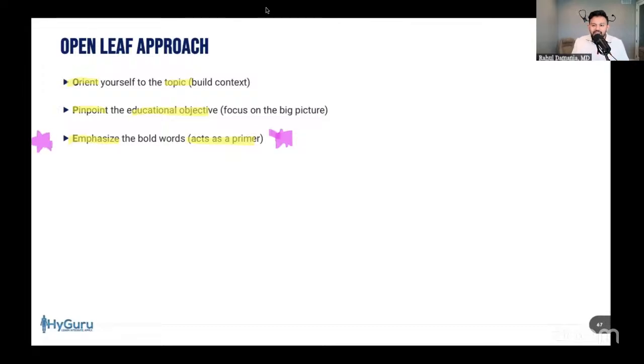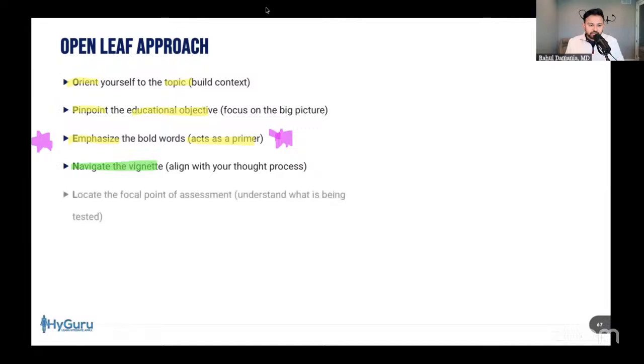Then you want to navigate the vignette. Very importantly, you want to create a link between the bold words and the way the vignette was written. Let me repeat. You want to navigate the vignette by linking the bold words to how the vignette was written. If the bold word was thrombocytopenia, you should look up in the vignette and your mind needs to say thrombocytopenia when you see a number that shows a low platelet. That is thrombocytopenia. You want to align the bold words with the thought process that you were having during the actual doing of the question.